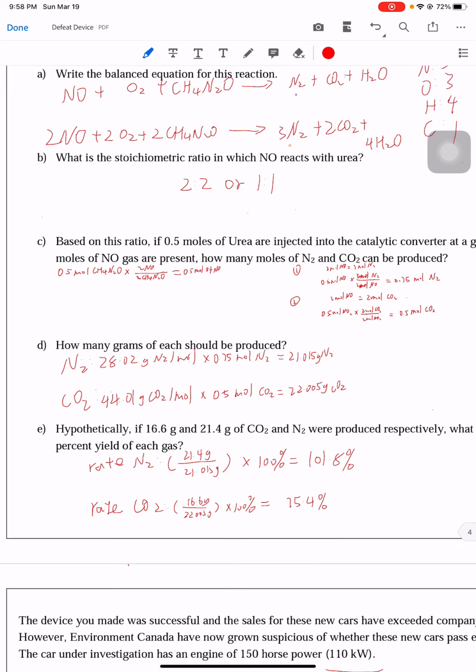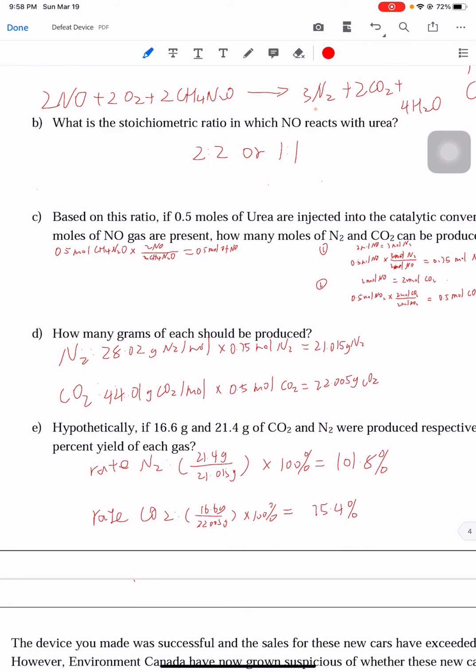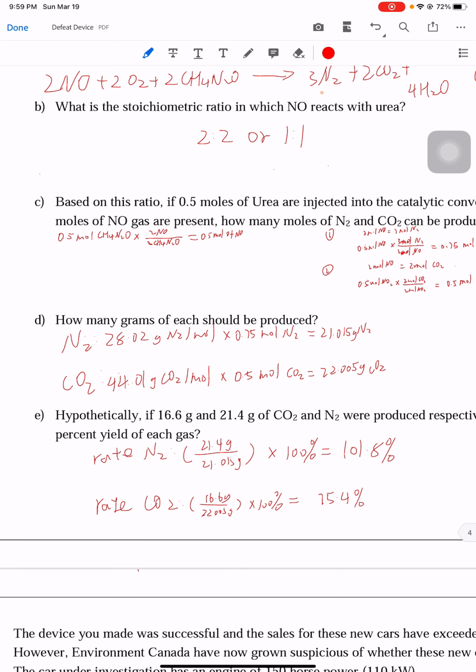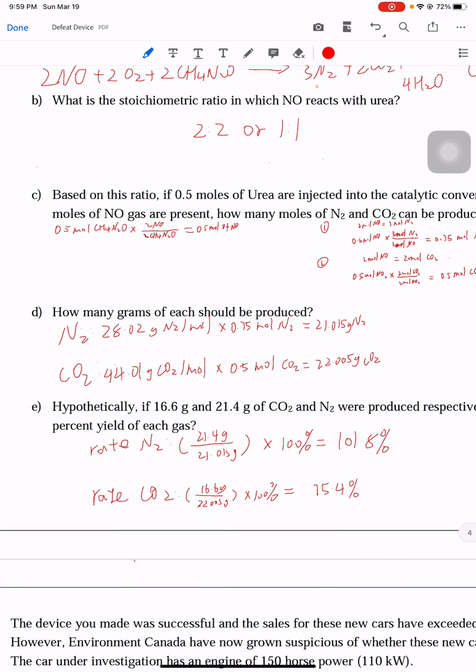The fifth one is about the percent yield. For N2, it's 21.4 grams to 21.015, which is 101.8. For the CO2, it's 16.6 to 22.003, which is 75.4.